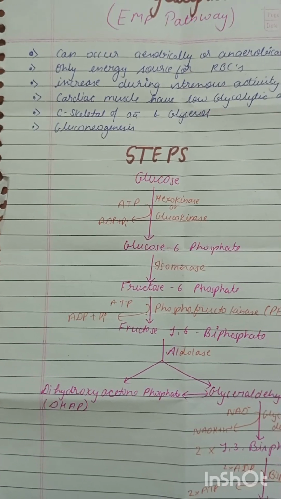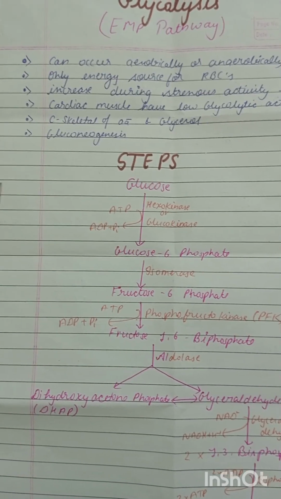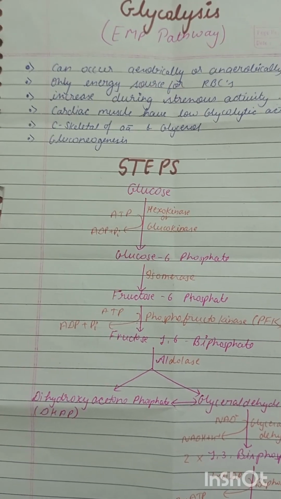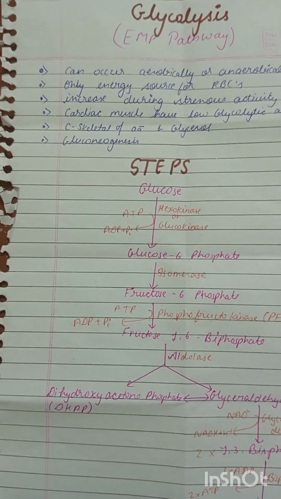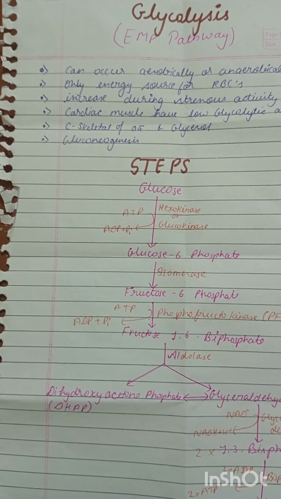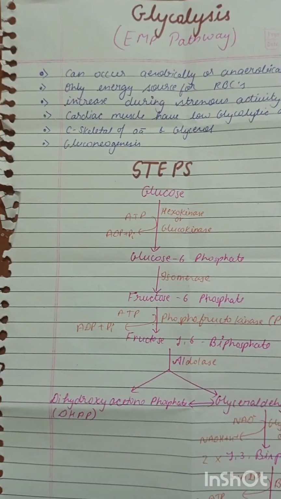Glycolytic activity is low in cardiac muscle. That's why during ischemic attacks, prognosis is very difficult. Glycolysis is essential for generation of the carbon skeleton of non-essential amino acids and the glycerol part of fat.